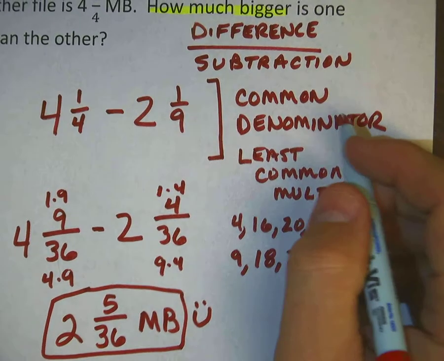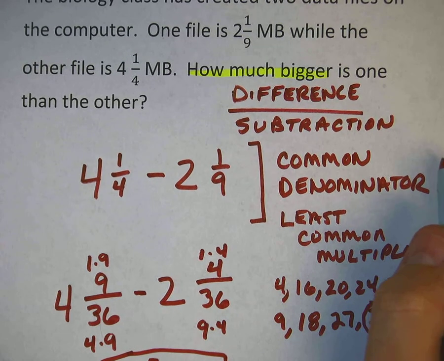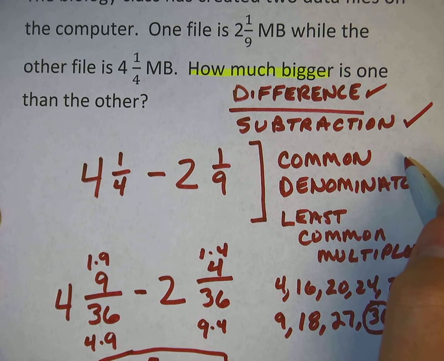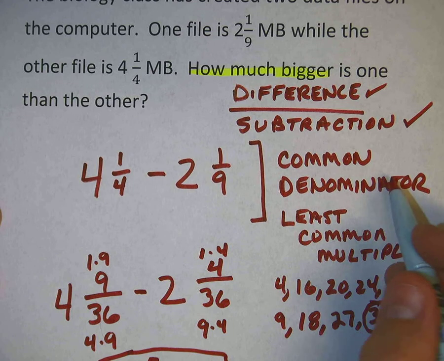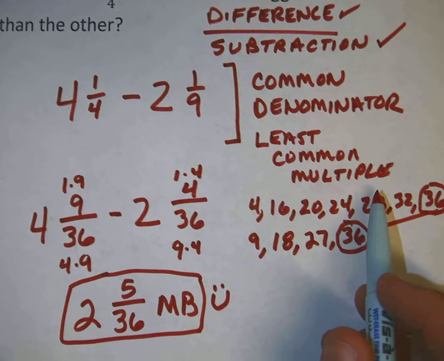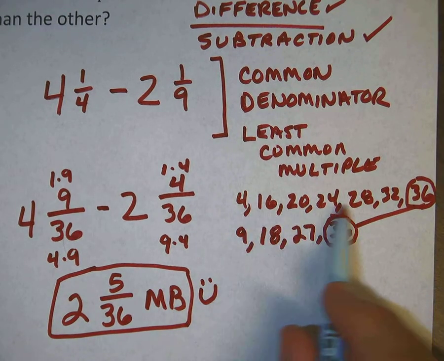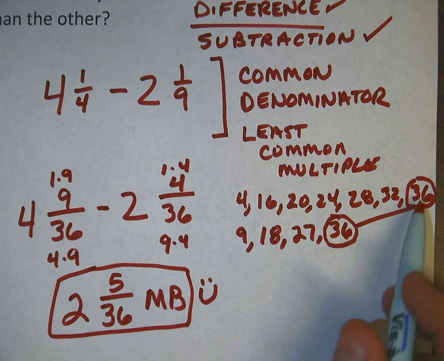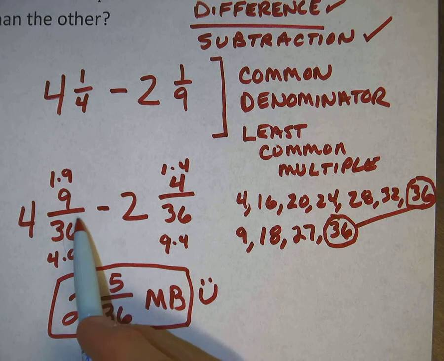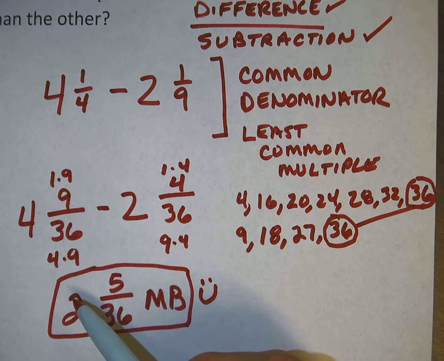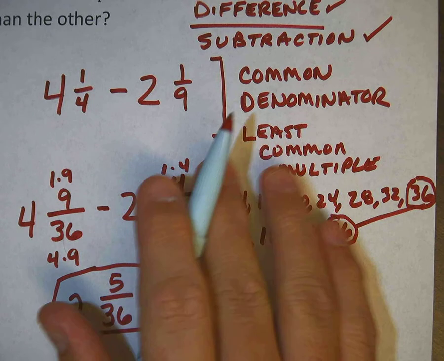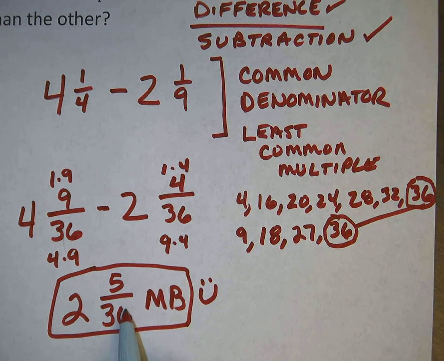In review, look for our keywords. How much bigger told me that this was a difference problem. I knew it was a subtraction operation. I had to get my common denominator, for my fractions had different denominators. To do that, I found the least common multiple by simply listing out the multiples of 4 and the multiples of 9 and finding where they were the same. I converted my fractions from the old denominator to the new denominator, being careful to make sure I adjusted my numerators as well. And then once I got everything the same, I simply did the subtraction.